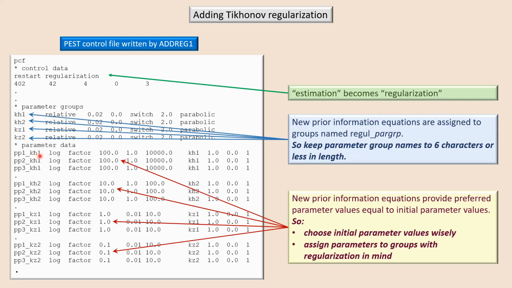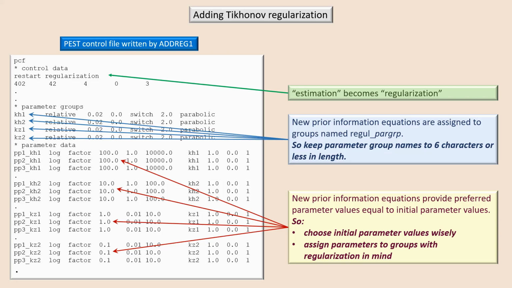This has a couple of repercussions. The name of any regularization group must begin with regul. To name the regularization group to which these new prior information equations belong, addreg1 affixes the name regul to the parameter group. Therefore, this parameter group should have a name which is 6 characters or less in length. That leaves room to add the regul underscore prefix to the observation group to which prior information equations are assigned.